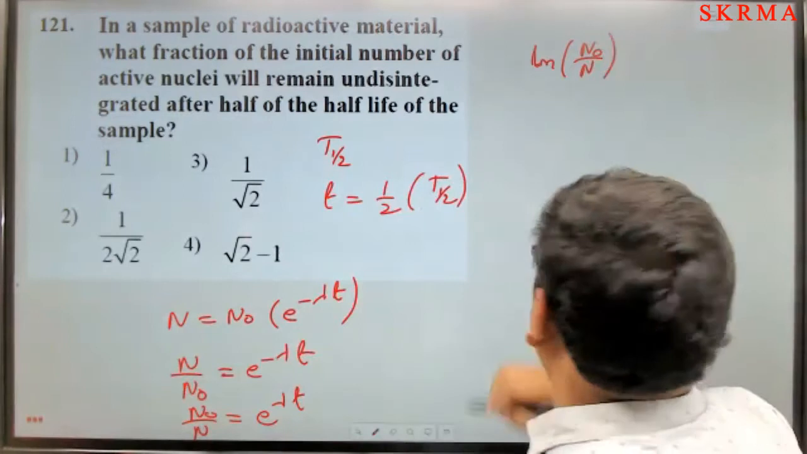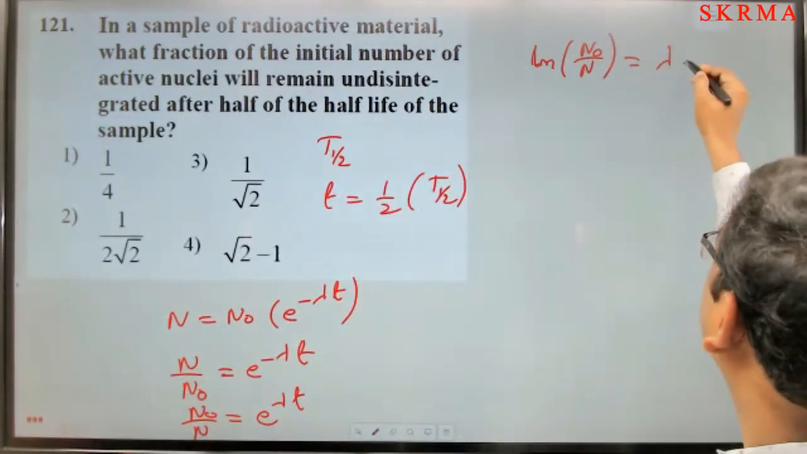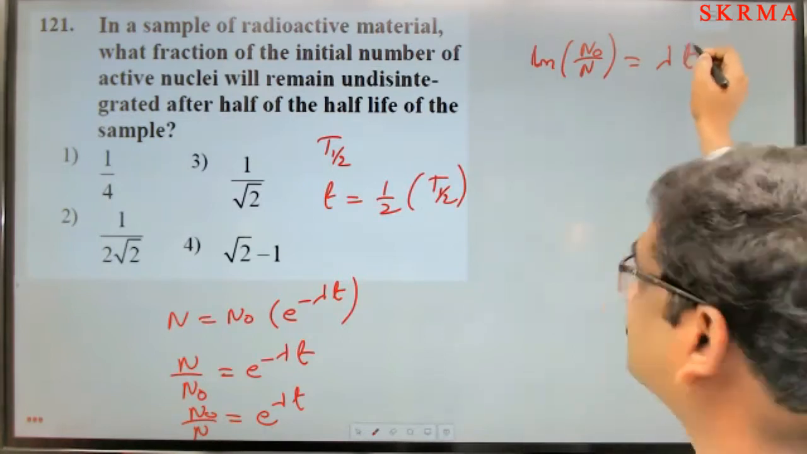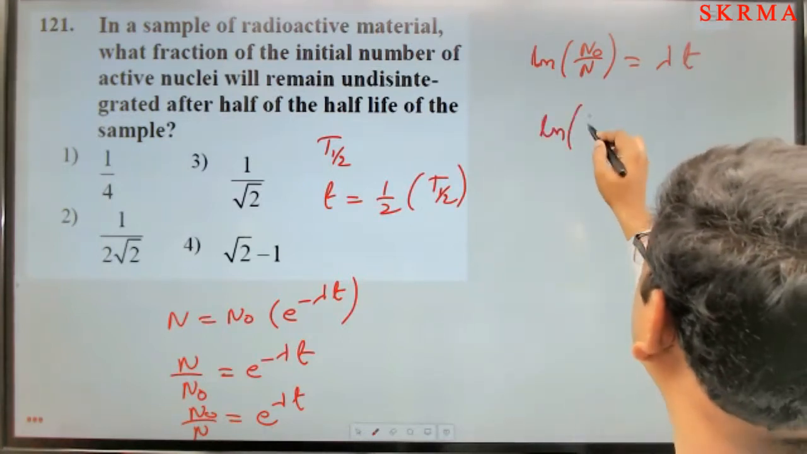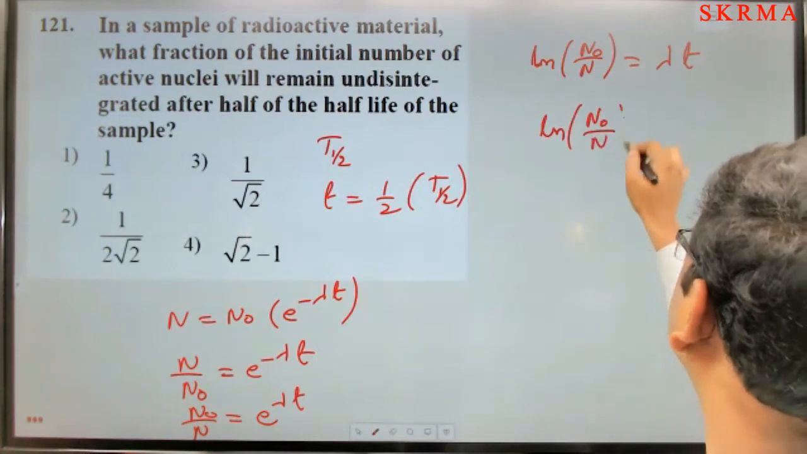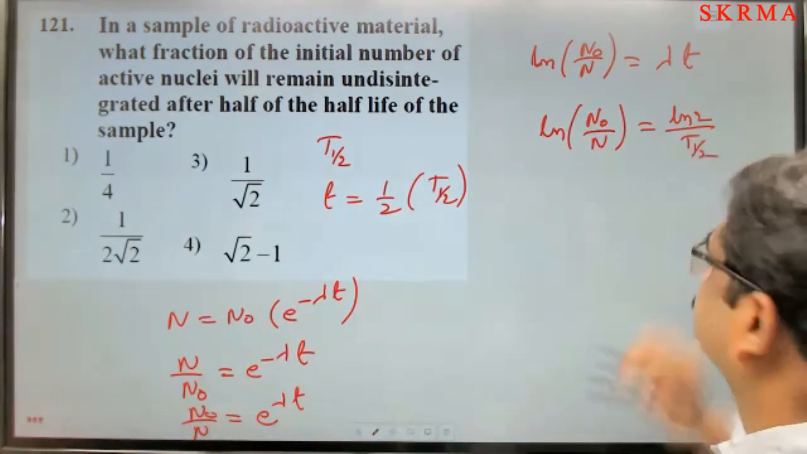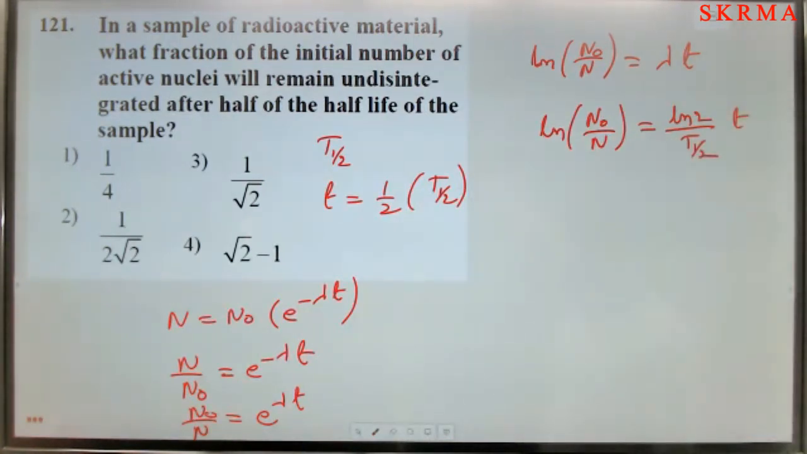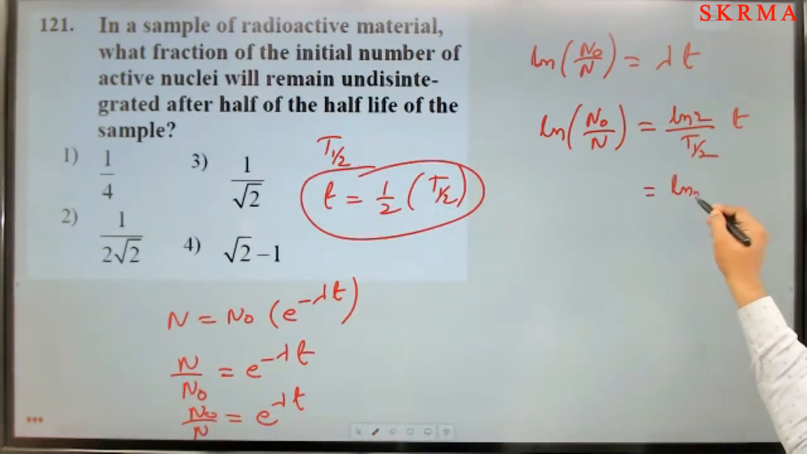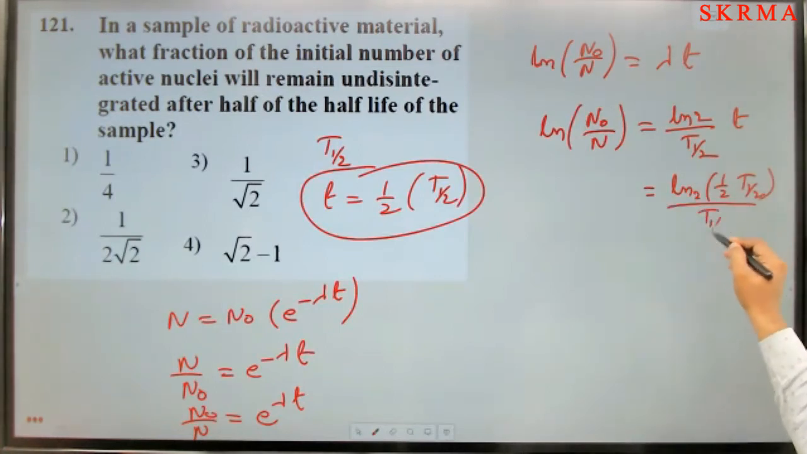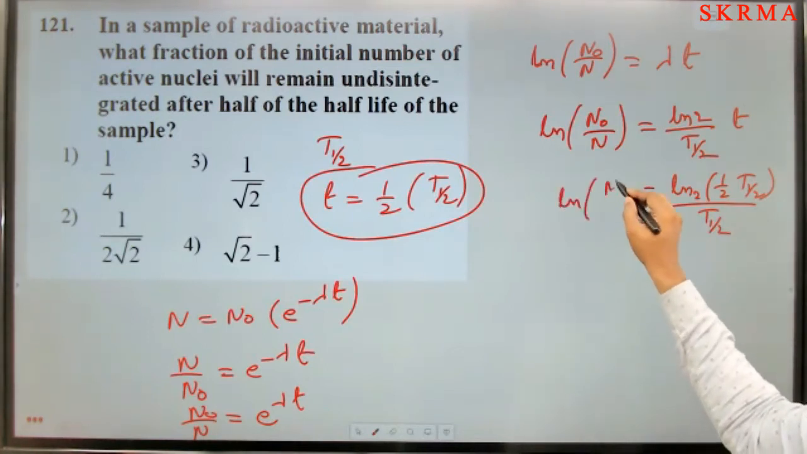So ln of N naught by N equal to lambda into T. What is the formula for lambda? ln of N naught by N equals lambda, which is ln 2 by T half, into T. Now what is the value of T? Half of the half life. So ln of 2 into 1 by 2 into T half by T half. This is ln of N naught by N.